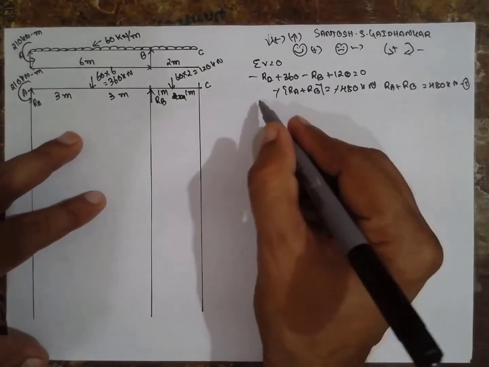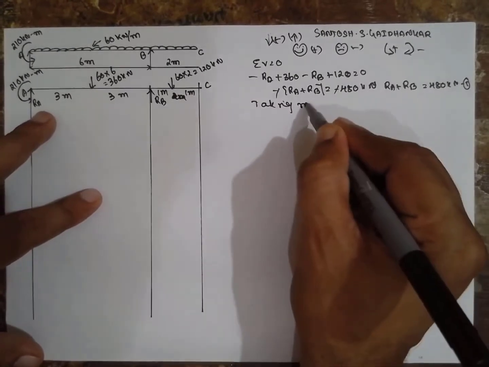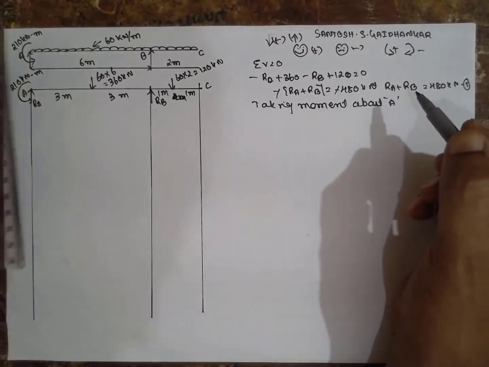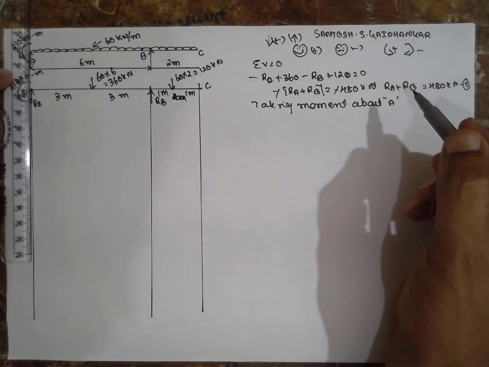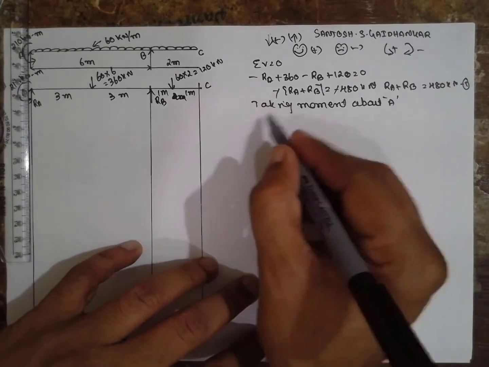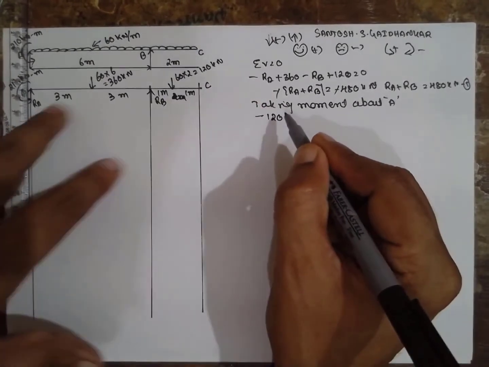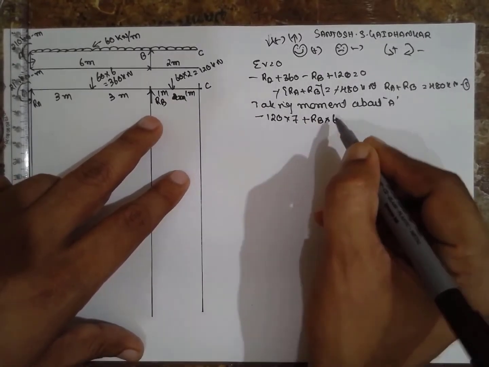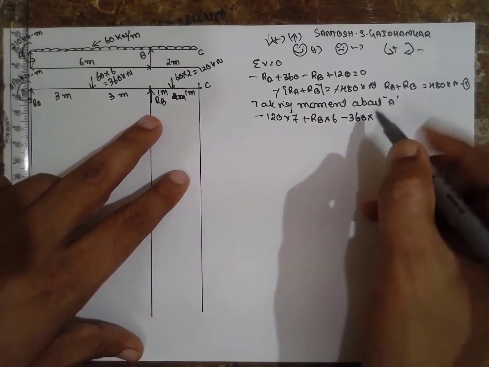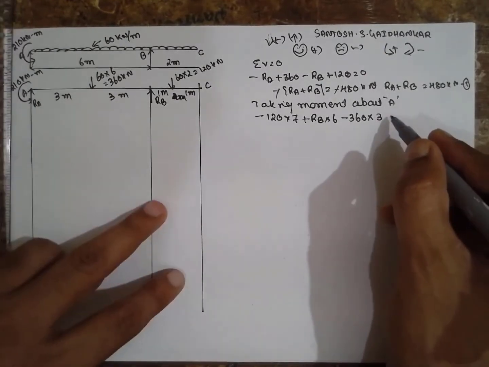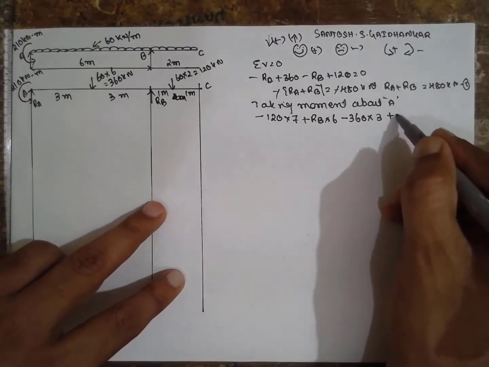Equation 1. Now taking moment about A, taking moment about A. As you take the moment about A, the couple comes in picture here. You have to consider that couple here. First minus 120 into distance, that is 6 into 7. Next plus RB into 6 minus 360 into 3, and the couple you have to consider, that is plus 210 is equal to 0.